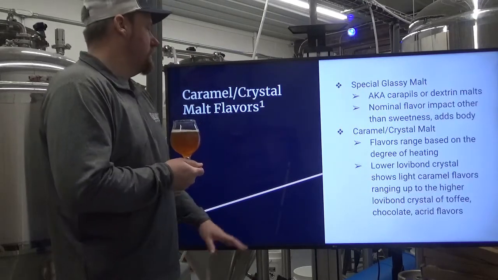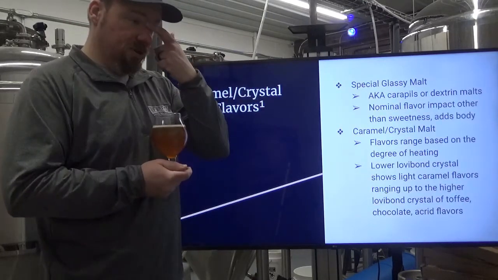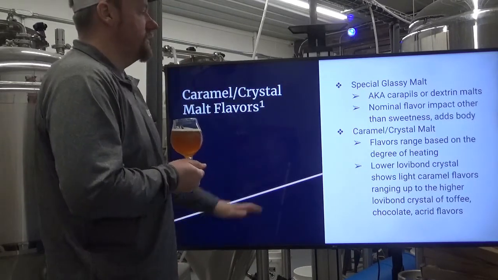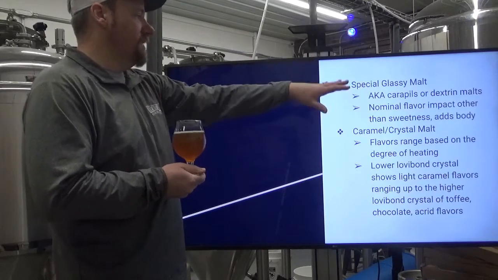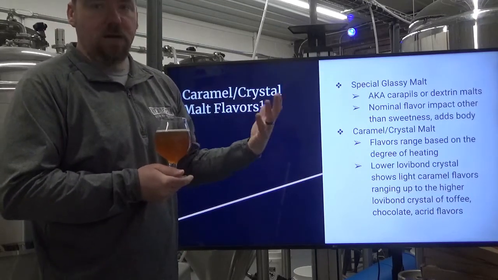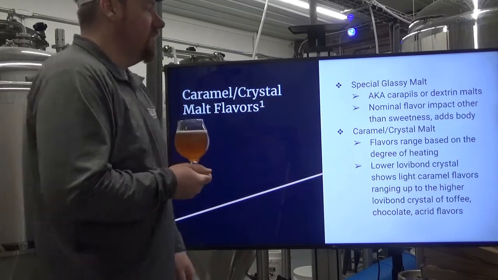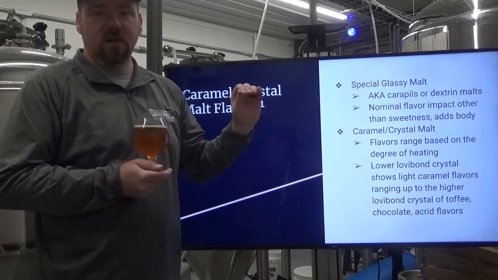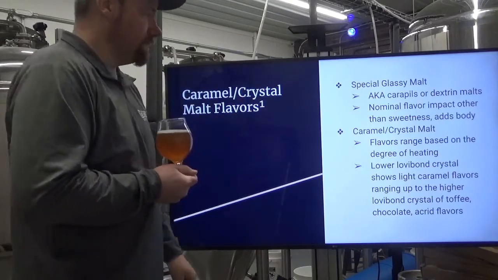We've got the caramel and crystal malts, and here's kind of where you get a lot of your interesting flavors. So we've got a special glassy malt. That's also known as Carapils, and really it's just kind of a dextrin malt. Adds body, doesn't add a whole lot of flavor, doesn't add a whole lot of color either. It's just really there for body and foam.